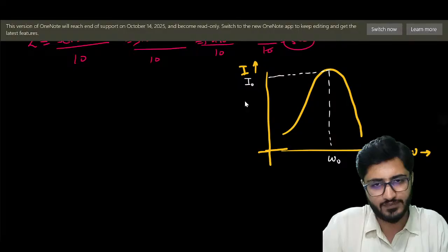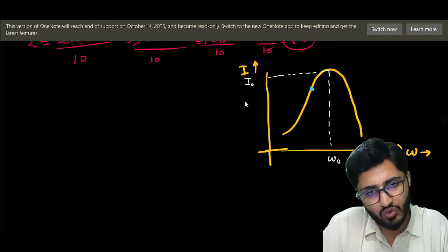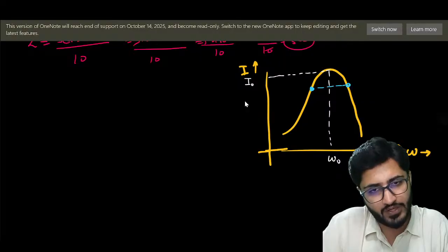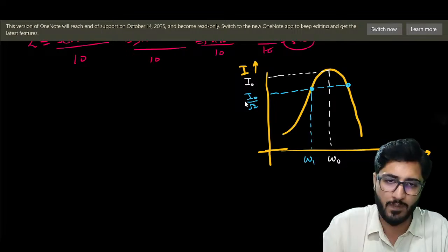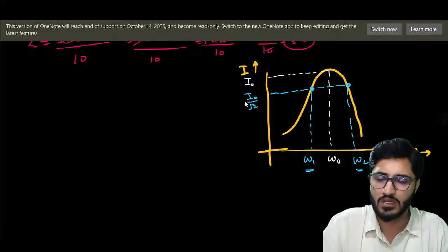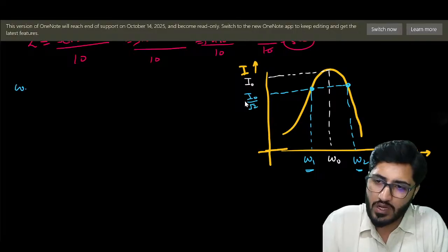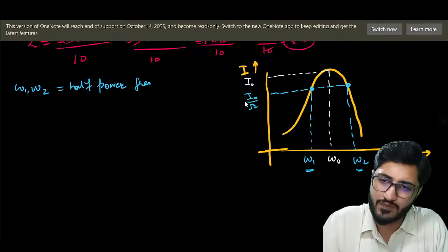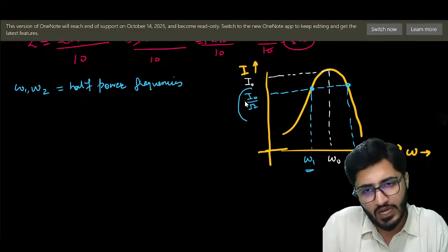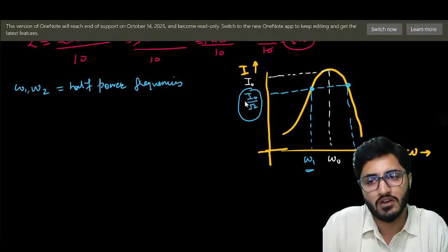But if we drop here, now look, here we are having two equal points. At these two equal points, my current is I naught by root 2, maximum current by root 2. This particular point is known as omega 1. This one is known as omega 2. These are some frequencies. So omega 1 and omega 2 are called half power frequencies. Look now, you will get your half power. That's why they're known as half power frequencies.